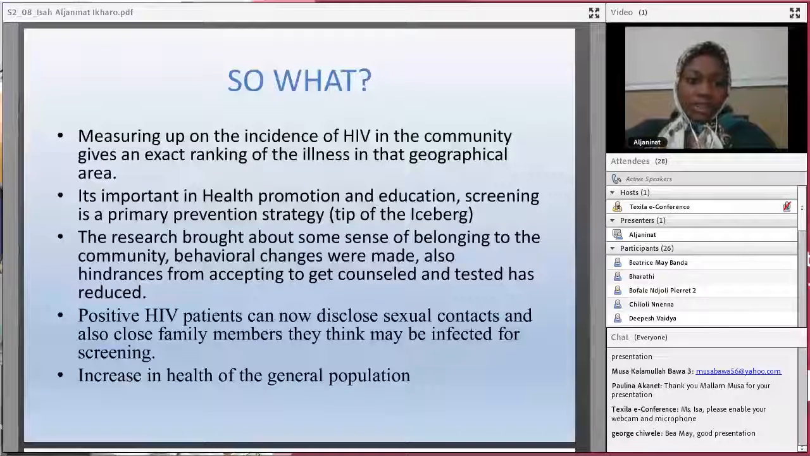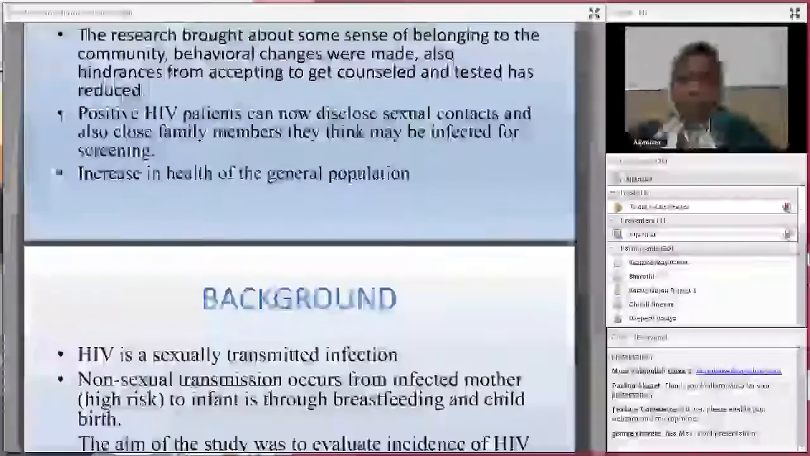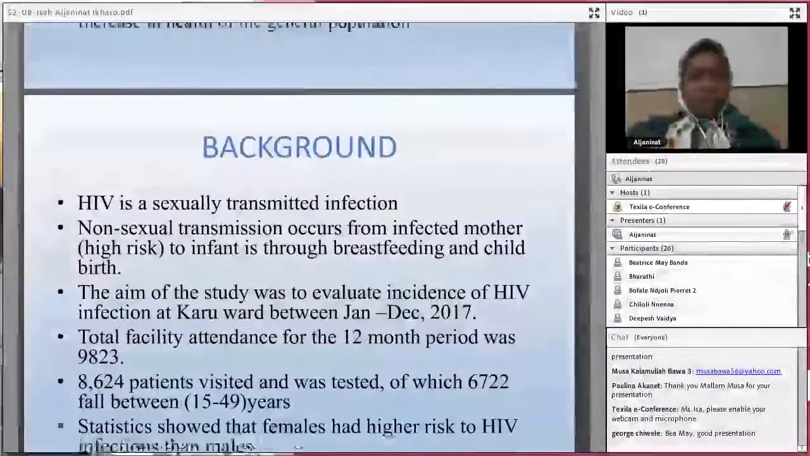The research brought about some sense of belonging to the community, behavioral changes were made, and hindrances to accepting counseling and testing were reduced. Positive HIV patients can now disclose sexual contacts and also disclose to their family members who may be infected, or even their partners. This increases the health of the general population.